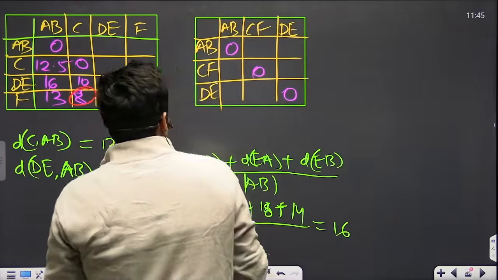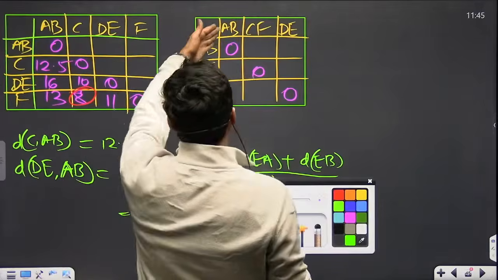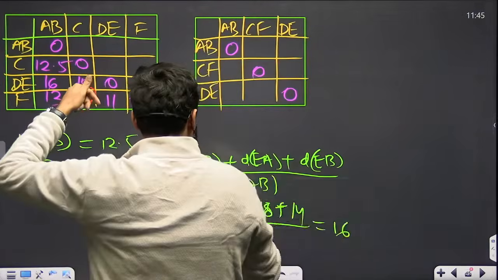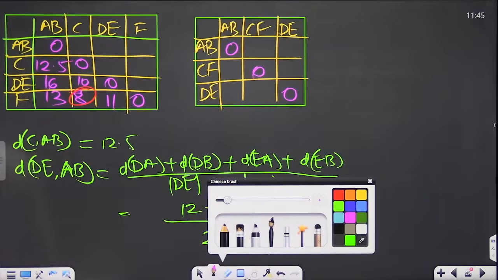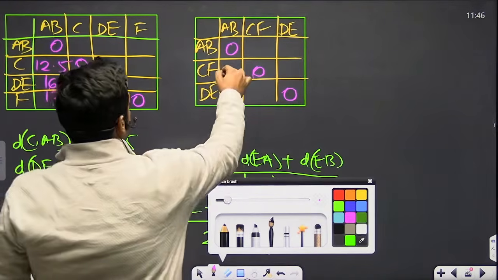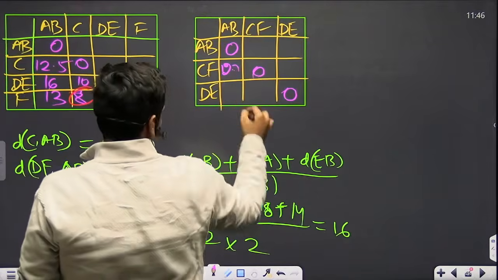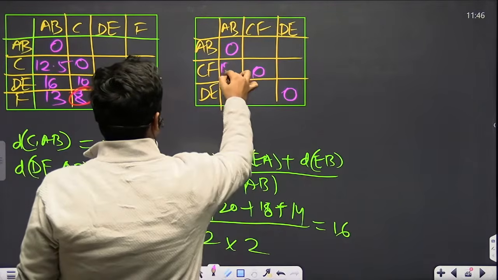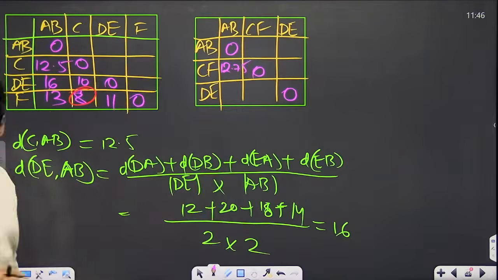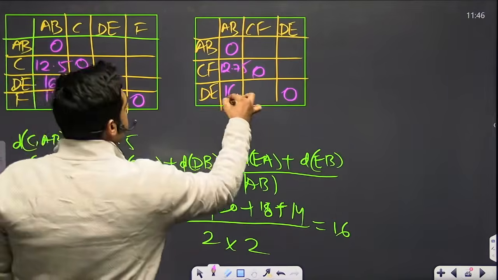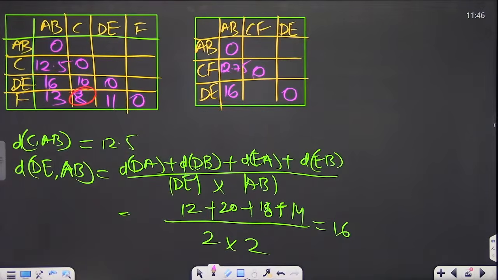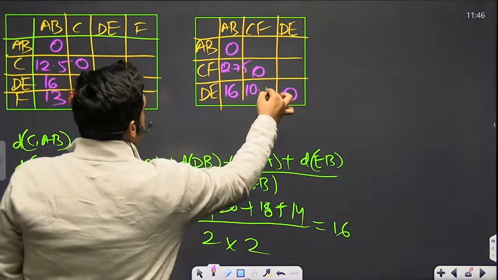Now we need to calculate the distance between AB and CF. I am just filling the table. Guys, you can calculate it the same way that I've calculated here. So this would be 12.75. And AB to DE, that is 16 already given. Then CF to DE, that is 10.5.